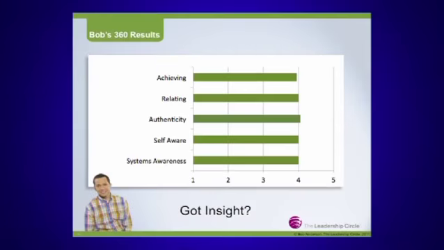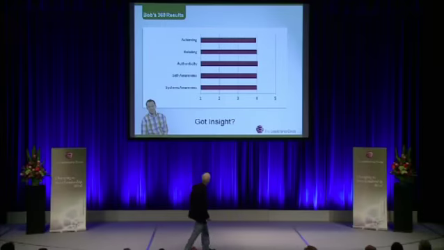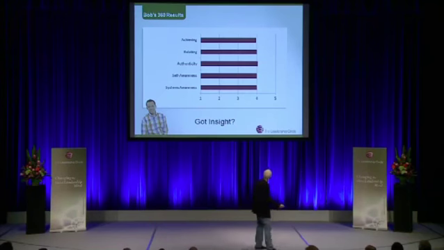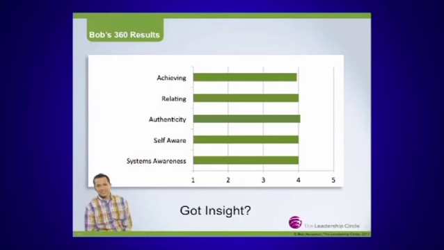Now, most 360s organize data like this. Bar charts, you're familiar with the bar charts coming down the page. 5-point scale data, 1 through 5. And if you look at this data, you'd say, well, this is Bob's actual data, by the way, put up as it would be on a traditional 360 competency assessment.